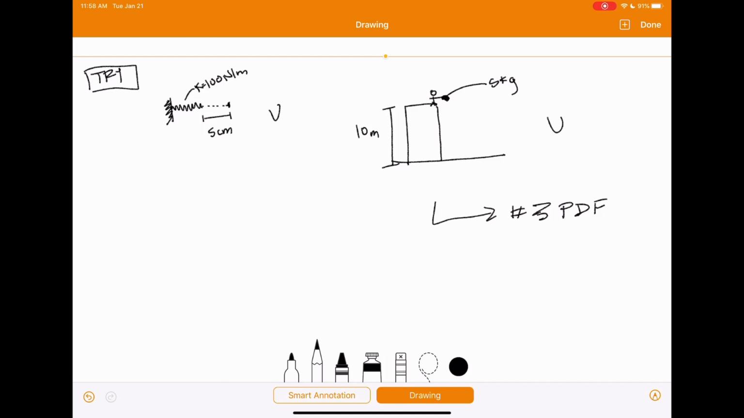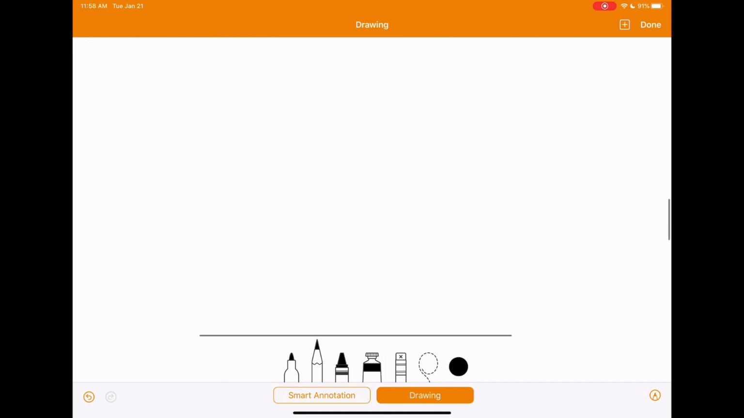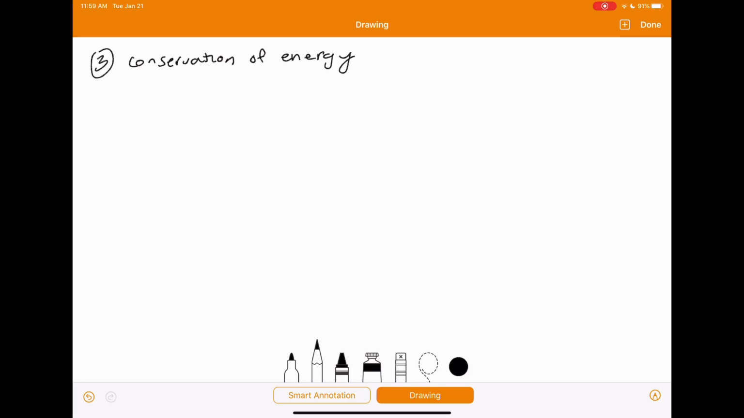All right, and then finally, the last thing we're going to go over is the conservation of energy. So energy is going to be conserved in these situations. So you can actually take the kinetic energy of the object at position 2 plus its potential energy at position 2, set it equal to kinetic energy at position 1 plus potential energy at position 1.